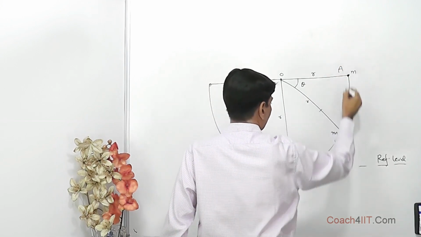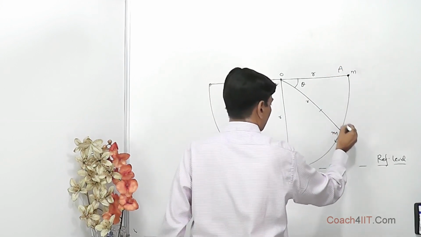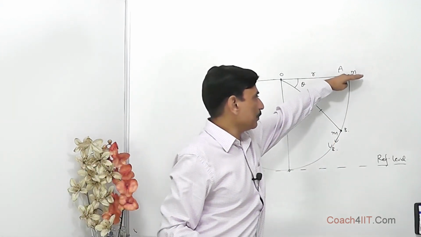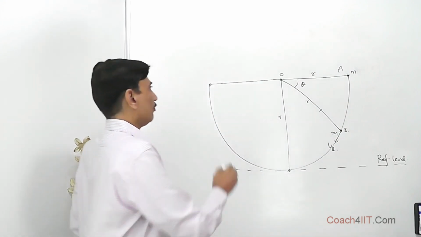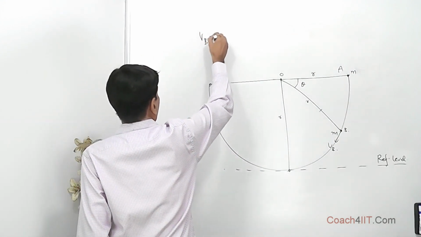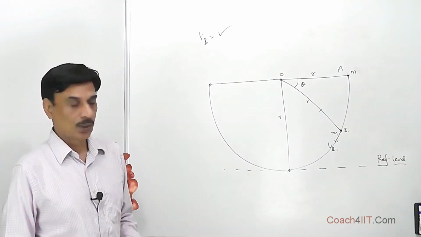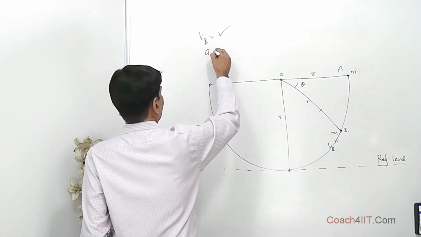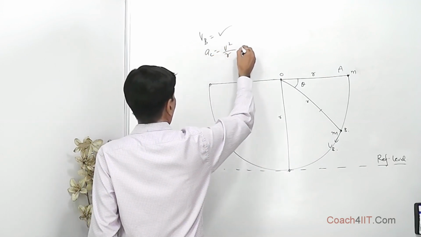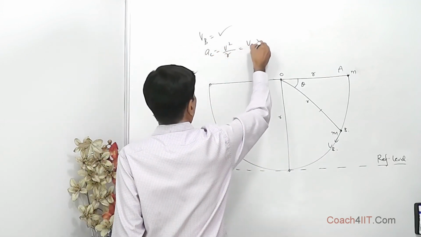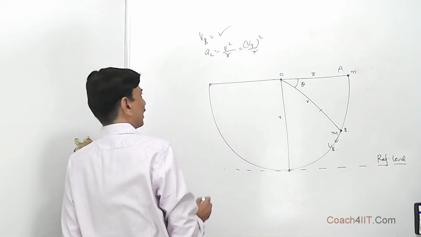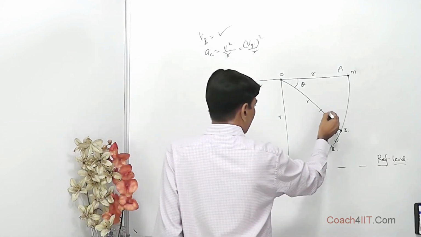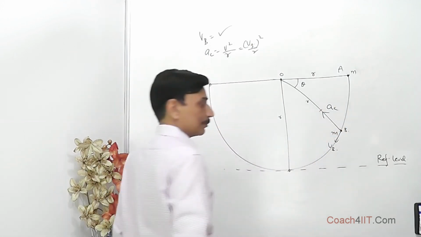Let's call this point A and this point B. So this is VB over here. Using the conservation of mechanical energy principle between these two points, we can find the velocity at B. Once we find the value of VB, the centripetal acceleration is going to be V square upon R, that is VB square upon R. Once VB is calculated, the centripetal acceleration is also calculated.